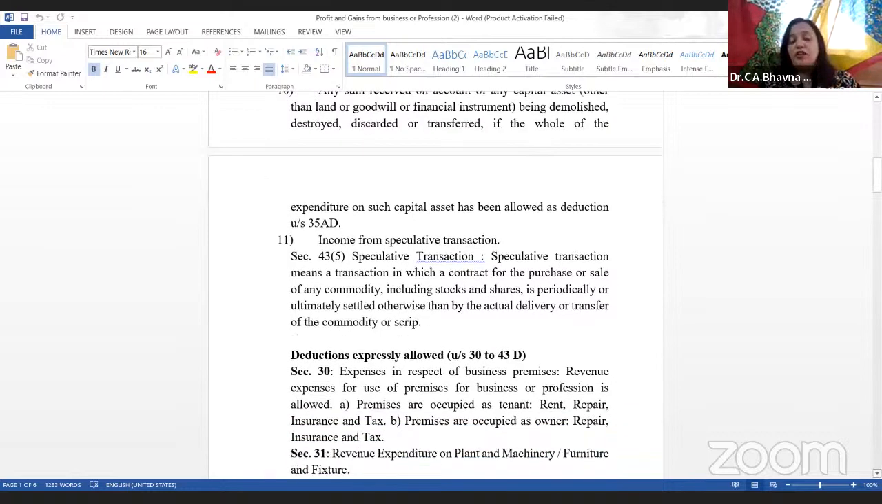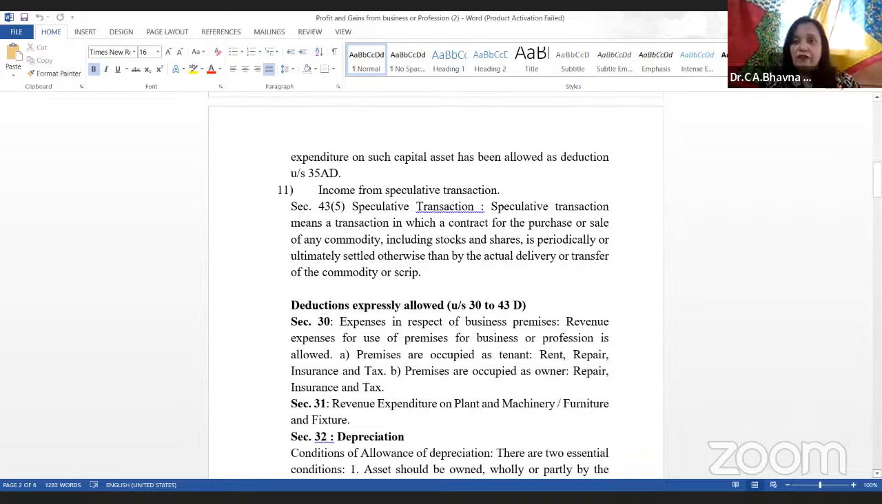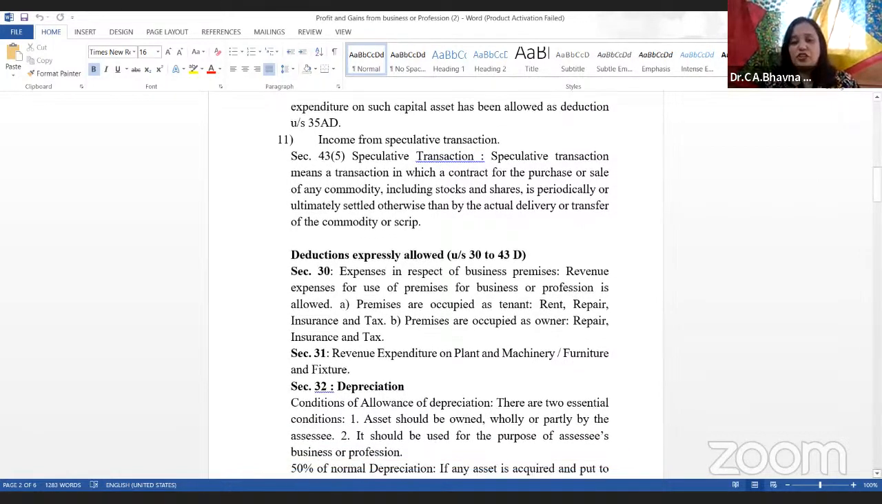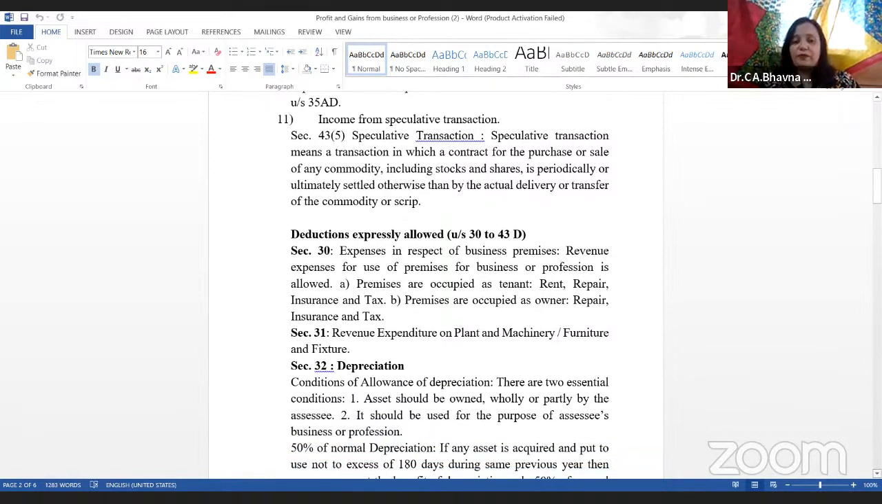बिजनेस इनकम में से बहुत सारे एक्सपेंसेस अलाउड होते हैं, like expenses in respect of business premises. आपका बिजनेस प्रीमाइसेस है, उसकी आपने रिपेयरिंग की, रेंट की, कुछ भी प्रीमाइसेस के ऊपर खर्चा किया, इंश्योरेंस पे किया, टैक्स पे किया, that is allowed. प्लांट एंड मशीनरी के ऊपर कोई रेवेन्यू एक्सपेंडिचर किया, वो भी अलाउड है. डेप्रिसिएशन भी अलाउड है उसके ऊपर.